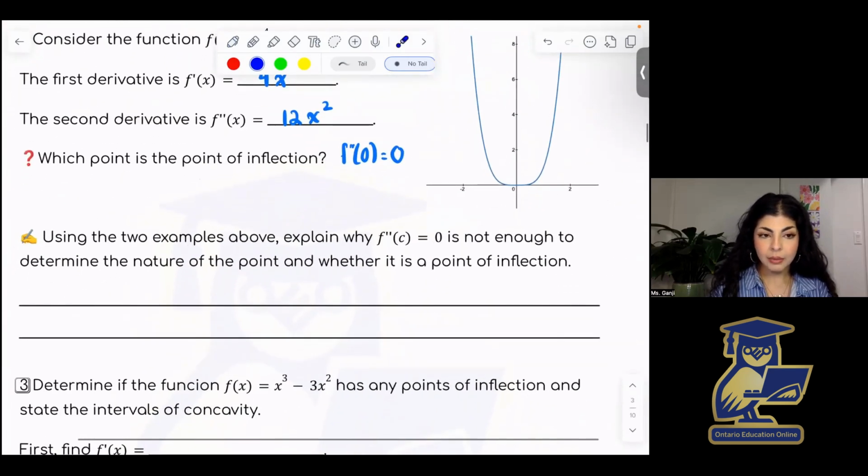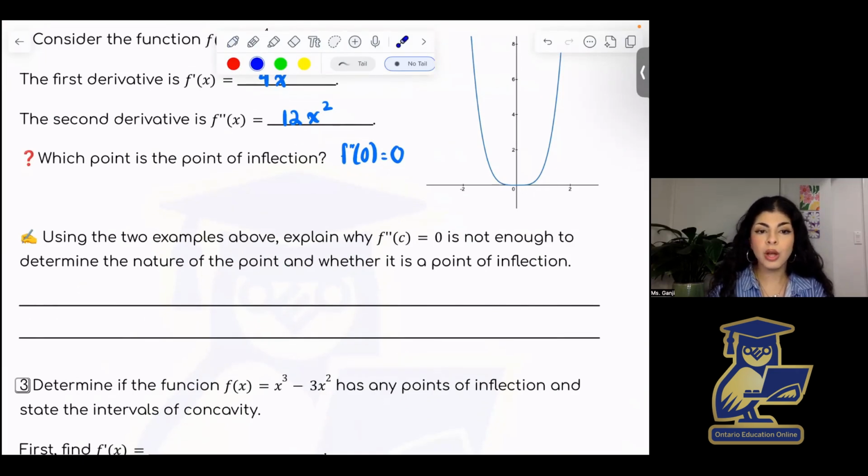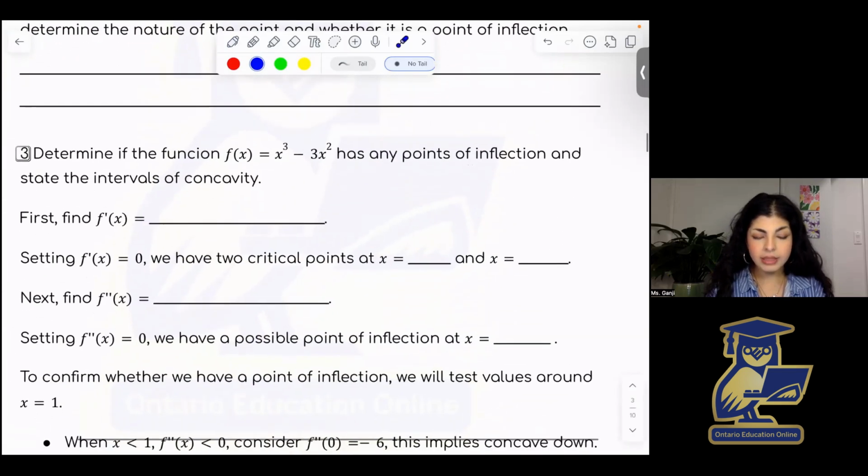So that's exactly what you're asked to answer here. So using the two examples above, explain why f double prime of c being 0 is not enough to determine the nature of the point and whether it is the point of inflection. So just putting it in your own words now. And let's look at our next example.